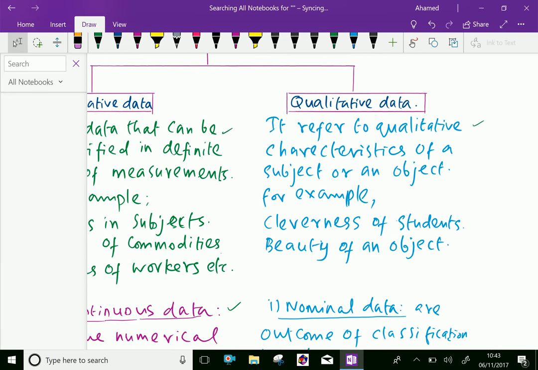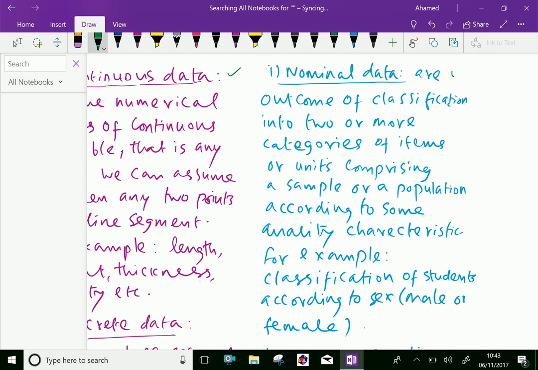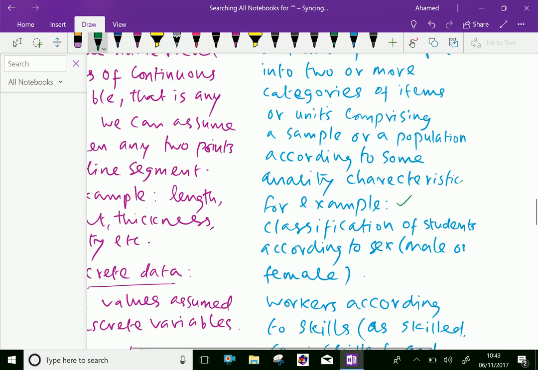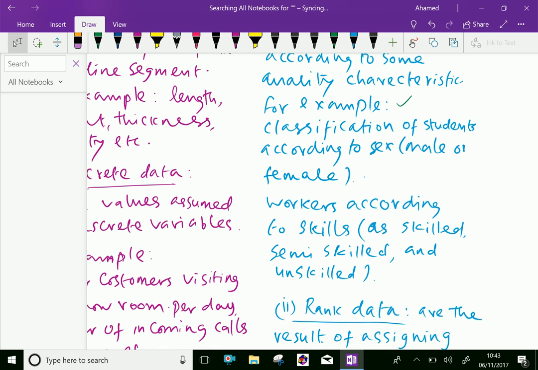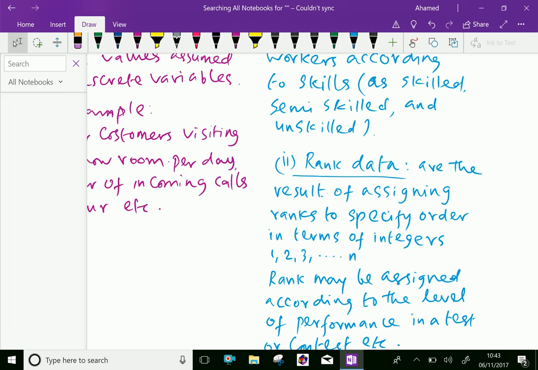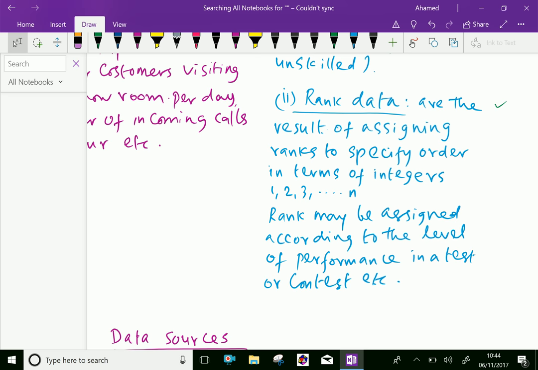In qualitative data, there are two types. Nominal data are the outcome of classification into two or more categories of items or units comprising a sample or a population according to some quality characteristics. For example, classification of students according to sex, male or female, and workers according to skills, as skilled, semi-skilled and unskilled. Second one, rank data. Rank data are the result of assigning ranks to specify order in terms of integers like 1, 2, 3 up to n. Rank may be assigned according to the level of performance in a test or contest, etc.